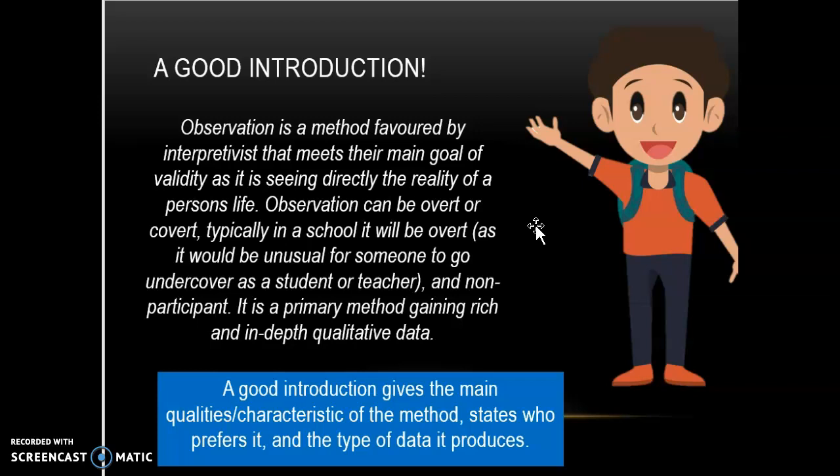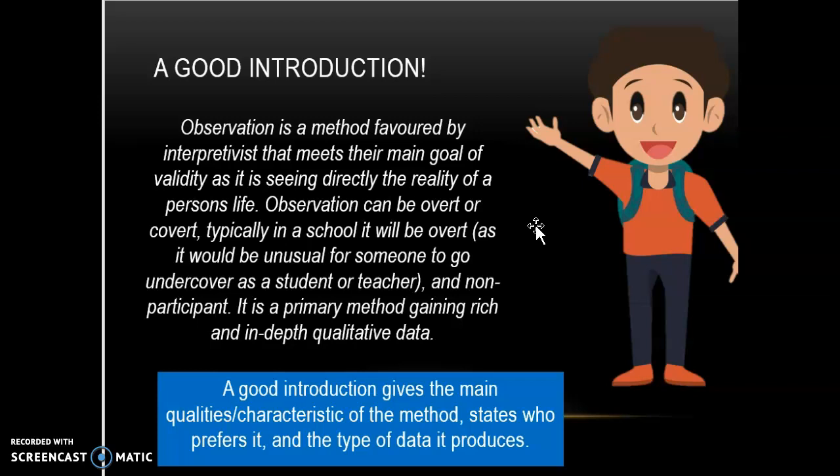It can be overt or covert. Typically in a school, it usually is overt. You will notice if there is another person in the classroom. However, you might not know what they are observing. You might not know the reasons why they're observing. So you could argue that's a little bit covert as well. And it's usually non-participant. It's a primary method and it gains rich and in-depth qualitative data.